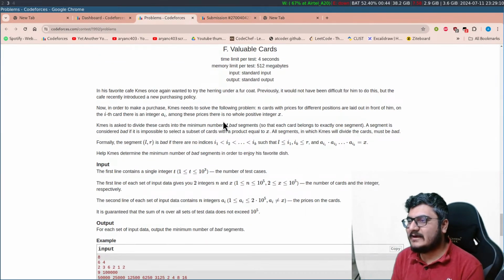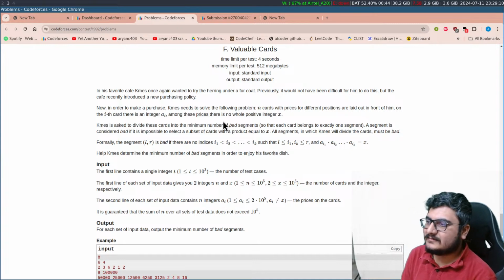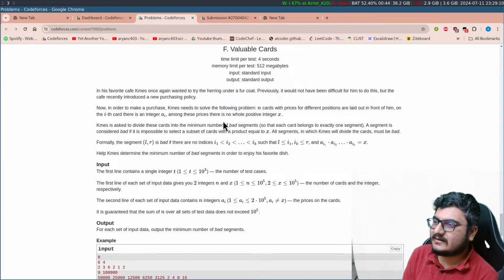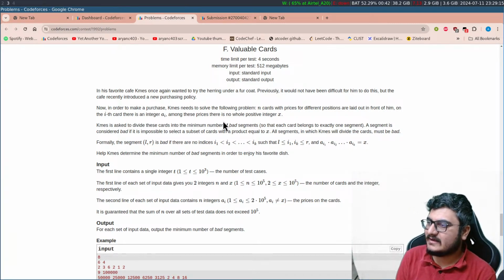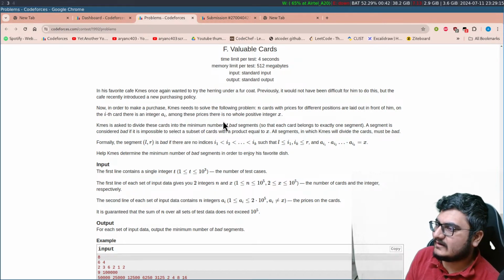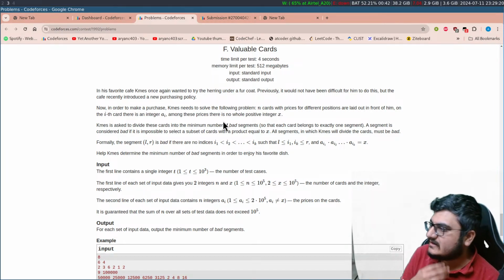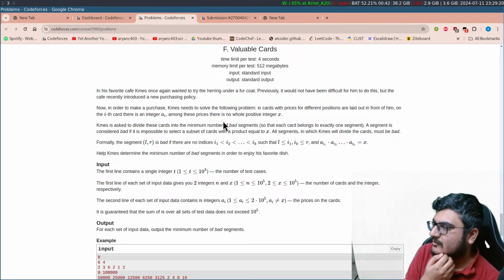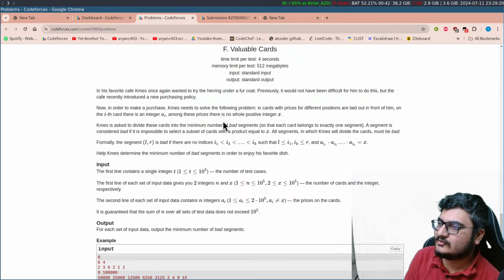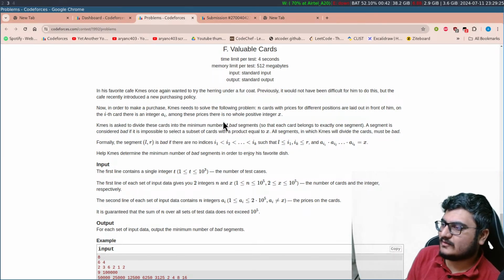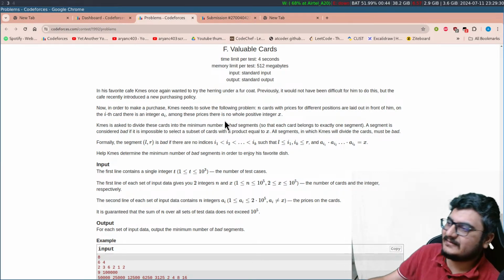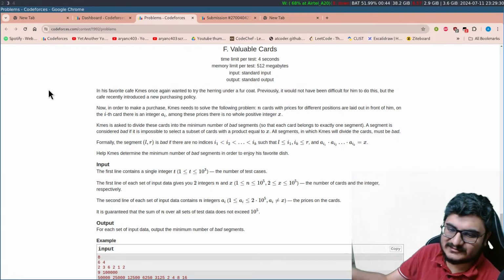Problem A says: valuable cards. In his favorite cafe, K once again wanted to try herring under a fur coat. Previously, it would not have been difficult for him to do, but the cafe recently introduced a new policy. Now, in order to make a purchase, K needs to solve the following problem. It does not make any sense so far, but it's just part of the story.